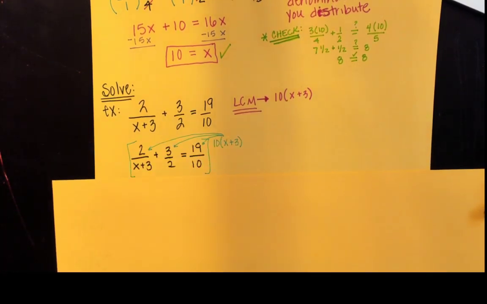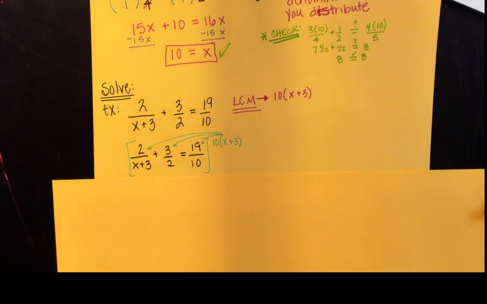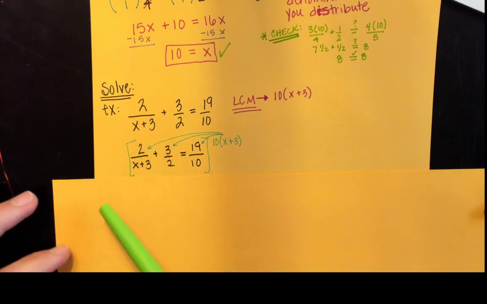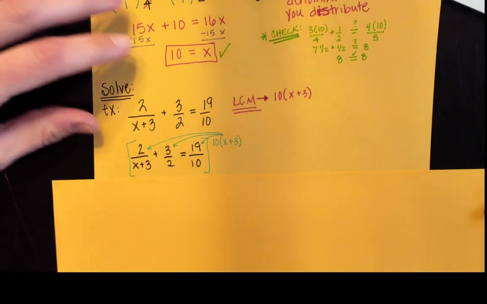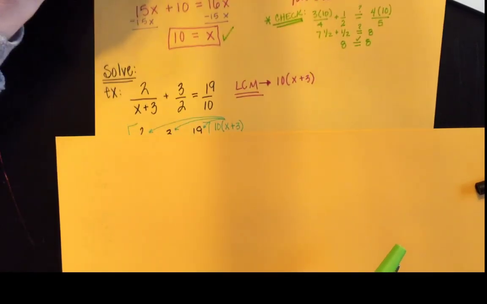So in order for me to do this, I'm going to now multiply everything through by 10 times x plus 3. Now, for the example, I am going to show the distribution throughout the problem. I'm not going to just do it mentally. Again, it's for note purposes that I want to make sure that we show the distribution.